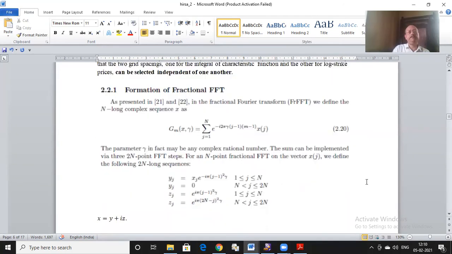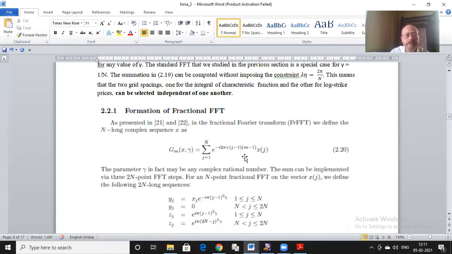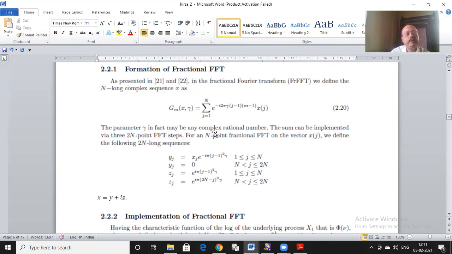Okay, so then let us talk a little bit about the formulation. Again, the references are here. In the fractional FFT, the fractional Fourier transform, we define this sequence G_m(x, gamma) as summation j equal to 1 to n of e to the power minus i 2 pi gamma (j minus 1)(m minus 1) x_j. So this is the type of term that we are using here. This parameter gamma may in fact be any complex number. I can actually choose it as a complex number.